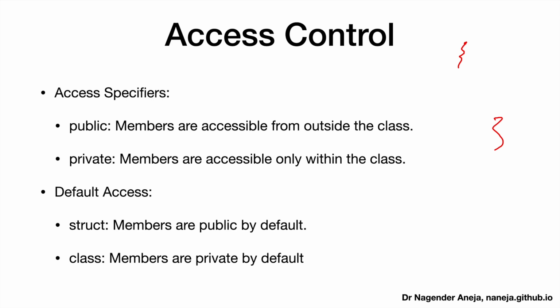So can you access the data members here, outside the class, or not? If the members are declared here as public, they can be accessed outside this scope. If they are declared private, then you can't access them outside. If it is private, it's accessible only within the scope, not outside the scope. The default access, if it's a struct, is that members are public by default. And if it is a class, then members are private by default.